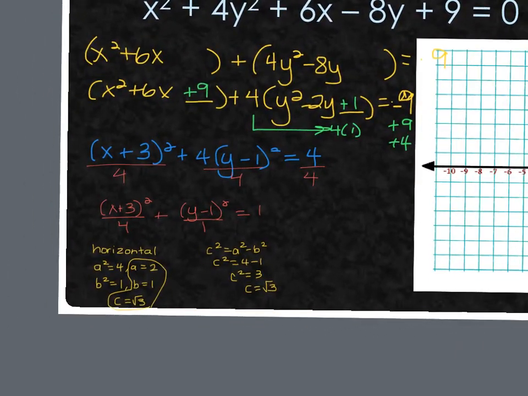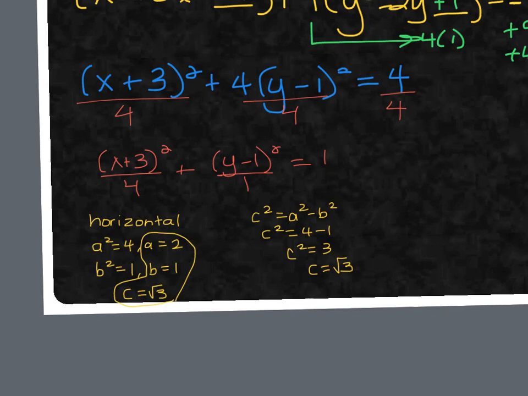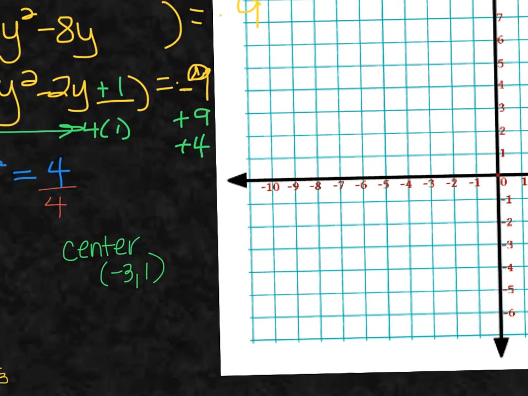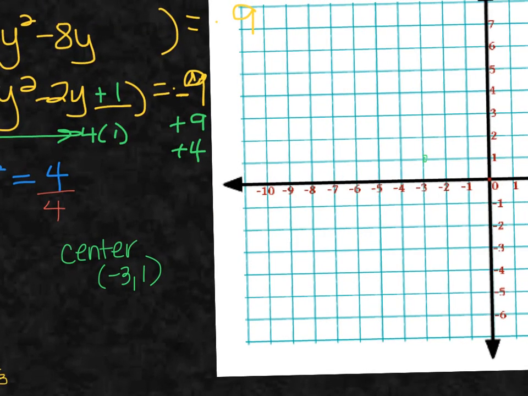Yep. So if you wanted to graph it first, obviously you also need the center. And the center would be what? Good. Negative 3, positive 1. So if I start by plotting that point, and we said this is horizontal. So I'm going right and left. My a, which we said a was what? 2. So I'm going to the right 2 and left 2.